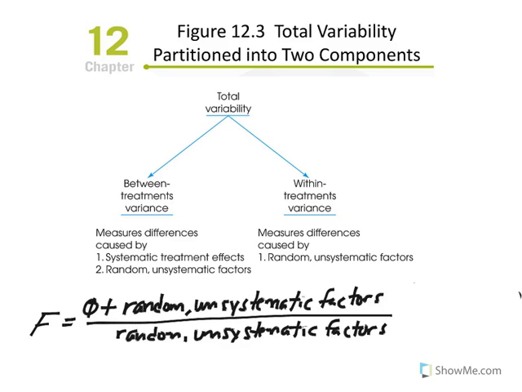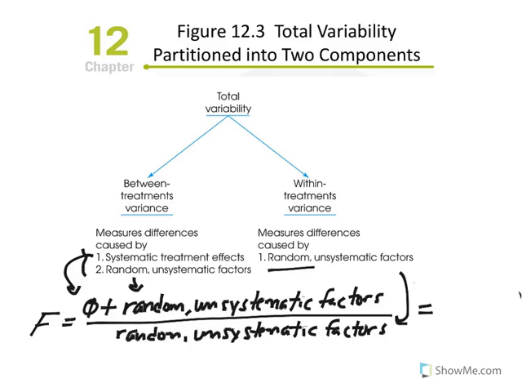So again, the numerator represents between treatment variation and consists of these two causes of differences. One is the treatment effect and the other is random unsystematic factors. So let's say the first one, the treatment effect, was equal to 0. So we enter 0 here in the numerator, and then we add the random unsystematic factors, also known as within. And then the denominator is the within treatment variation, which is the same as random unsystematic factors.